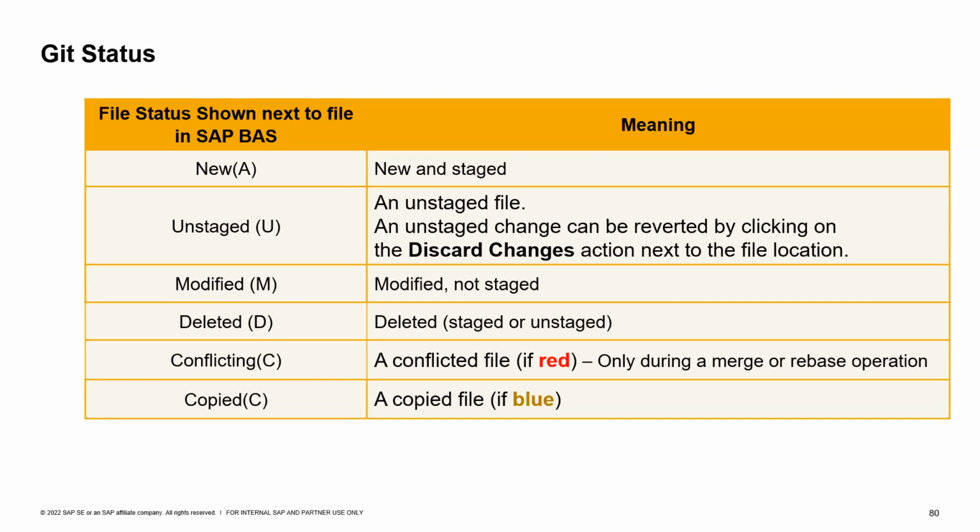Then we also have conflicting files. A conflicting file is marked with a C, read only, during a merge or rebase operation. The files are in conflict, so this has to be resolved during a merge or rebase. We'll talk about the branch concept in the next slide also. Then we have copied, again with the symbol C, and it will be in blue. It means the file is copied.